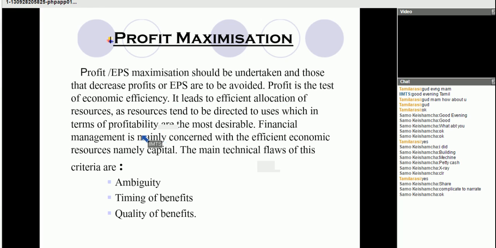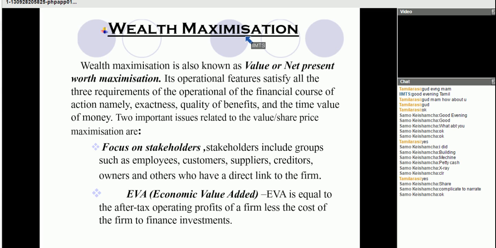So profit is the test of the economic efficiency. It leads to efficient allocation of resources, as resources tend to be directed to use which in terms of profitability are the most desirable. So financial management is mainly concerned with the efficient use of economic resources, namely the capital. So this is important, means we have to maximize our profits, otherwise we will not survive in the long run. Then wealth maximization is also important. If the firm is having one branch, then maybe 10 or 12 years down the lane, it should have another branch, or it should have some diversification. If it's into the manufacturing of a deodorant, then by that time it should diversify its operations, and it may just jump into the manufacturing of creams, face powder, such things.